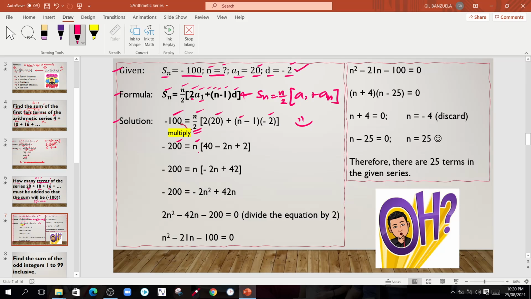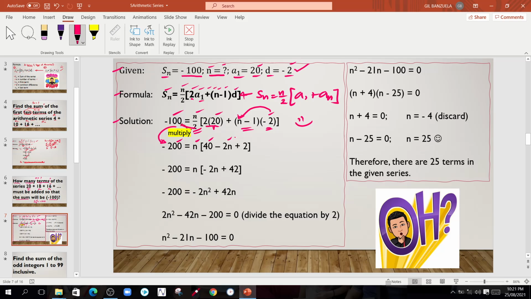O, sana hindi tayo nalilito, ha? Minultiply natin yung 2 sa negative 100, naging negative 200. At ang natira, n na lang. Then, sinimplify natin yung 2 and 20, so that is equal to 40. Then, again, this is multiplication of monomial versus binomial. So, therefore, we distribute, no? So, negative 2 multiply to positive n. So, that is negative 2n.